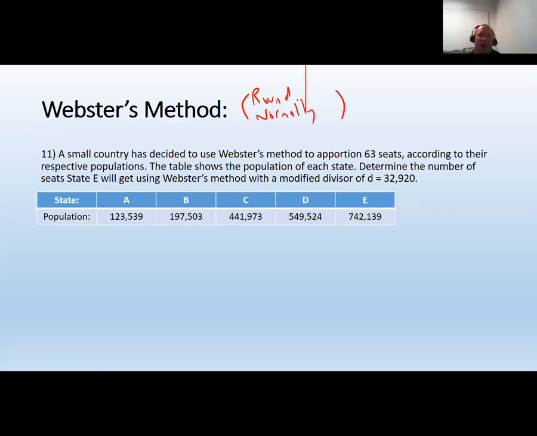So let me let you try that. We're going to determine how many seats state E is going to get with that population and a modified divisor of 32,920. Let me see if you could try that on your own for about a minute.